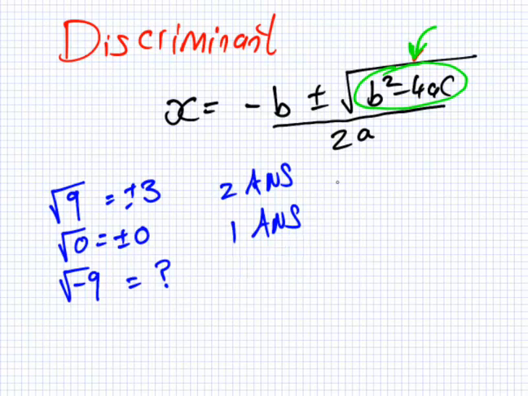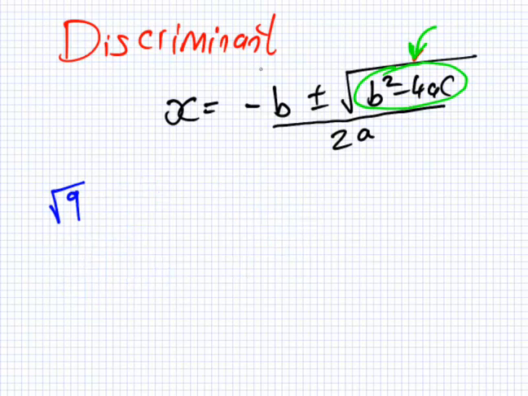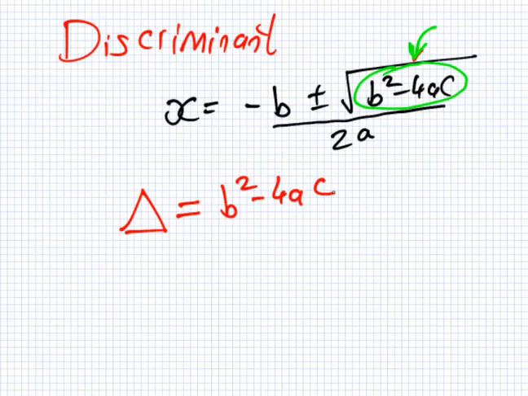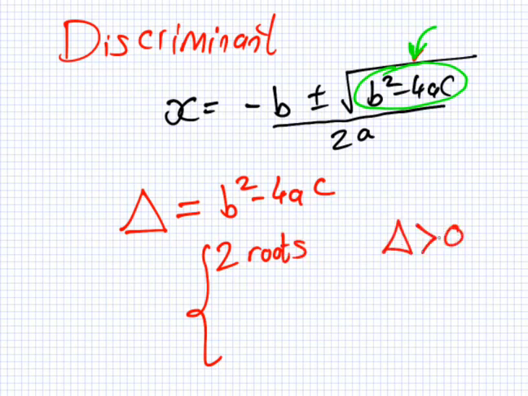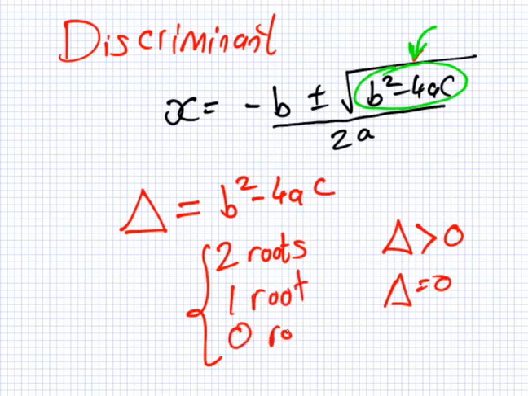So this part here is called the discriminant. You can use a D or a delta. Most people here use delta, but you can use a D if you want. So we have 2 roots if the discriminant delta is bigger than 0, 1 root if it's equal to 0, and no roots if it's less than 0.